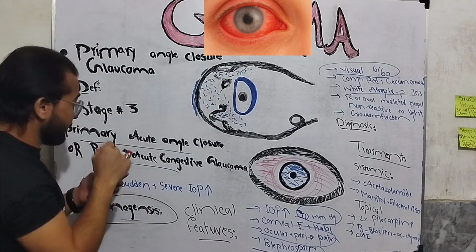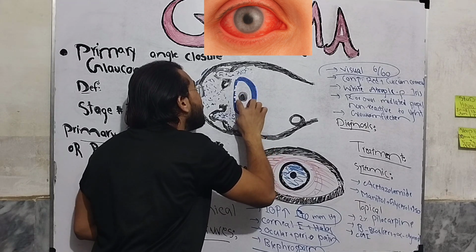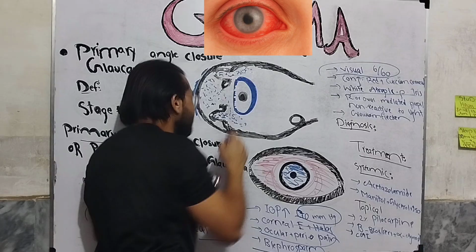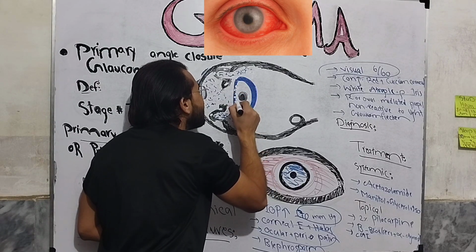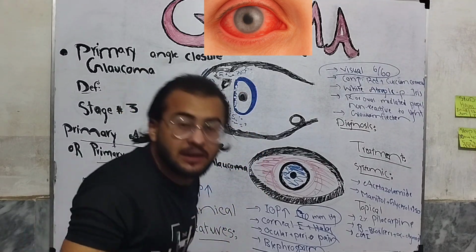And remember, there can be opacities, the subcapsular opacities. Because of this increased intraocular pressure, we will have subcapsular opacities. These subcapsular opacities in the anterior pole are called glaucomflecken.